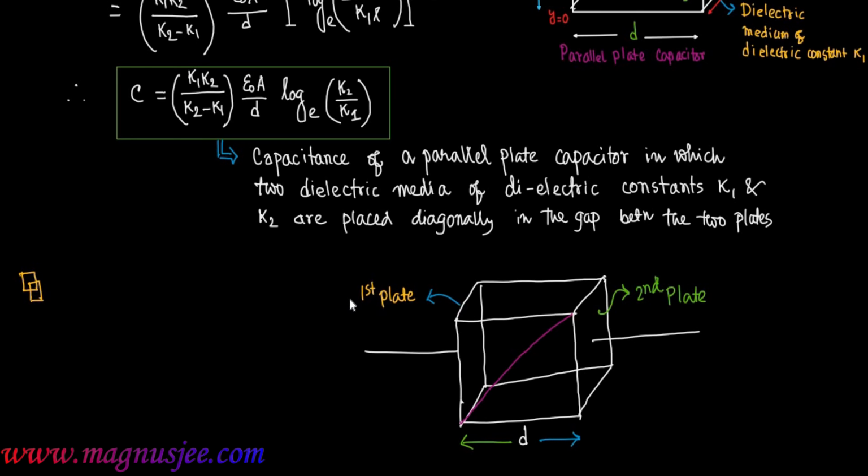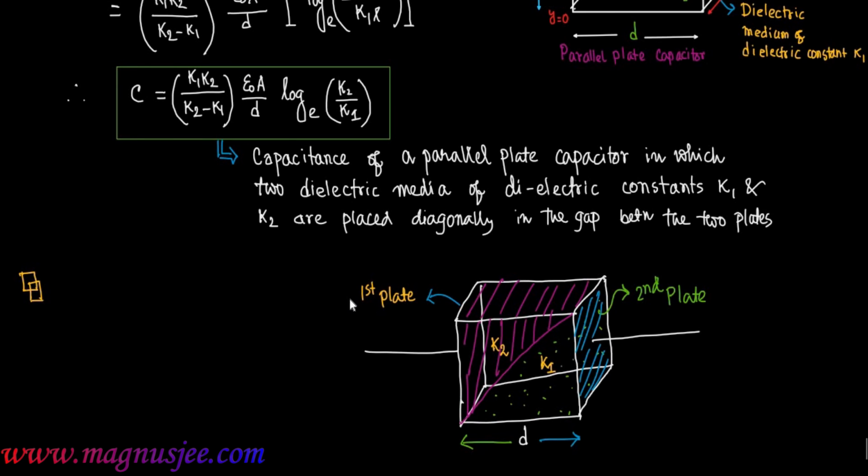Now, a dielectric medium. This is a dielectric medium which is placed diagonally in the gap between the two plates, which has dielectric constant K2. We can place another dielectric medium in the same way, that is, this dielectric medium is placed diagonally between the two plates, and this dielectric medium has dielectric constant K1.